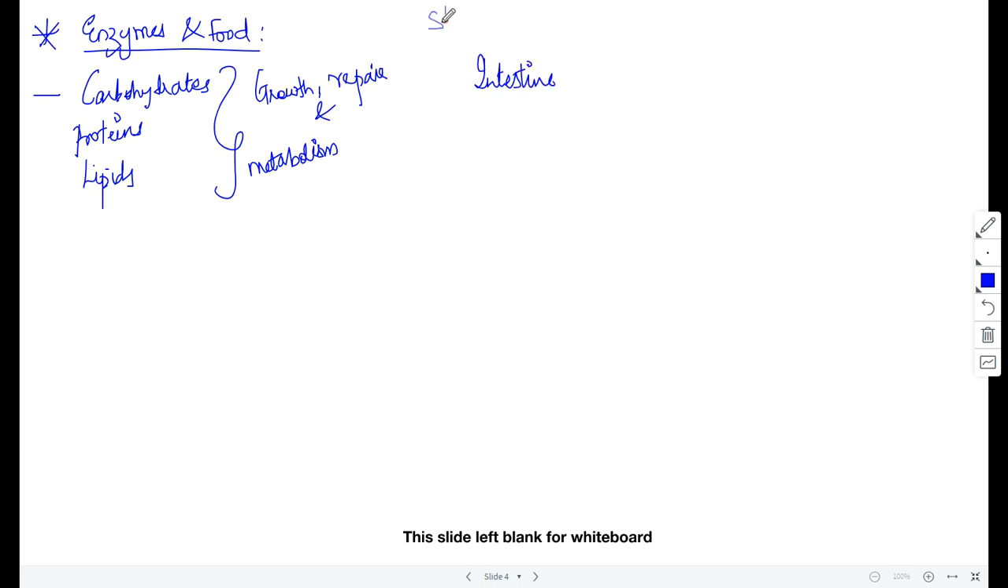The food we eat comes from the stomach to the intestine, and from the intestine it should go to the bloodstream. But these biomolecules are large ones, so we need to break them down into smaller molecules so that they enter the bloodstream. Now we are going to see how they are broken down. First, we'll see how carbohydrates are broken down.